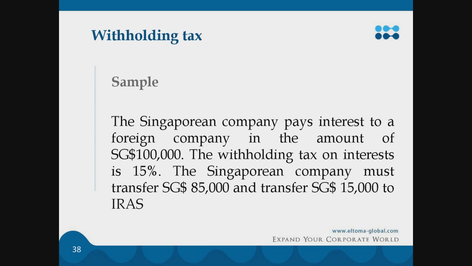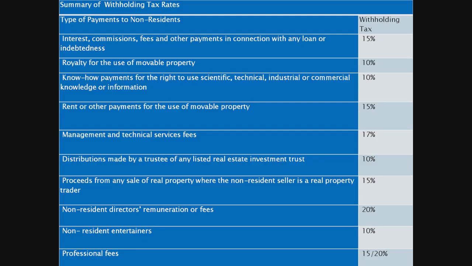So that means that the foreign company is responsible for paying this withholding tax in Singapore, but it's paid by the Singaporean company, which transfers this amount of interest or royalties or something like that for any services. On this slide, you may find all withholding tax rates for all types of payment to non-residents. It's interest, royalties, know-how payments, management fees, and so on.